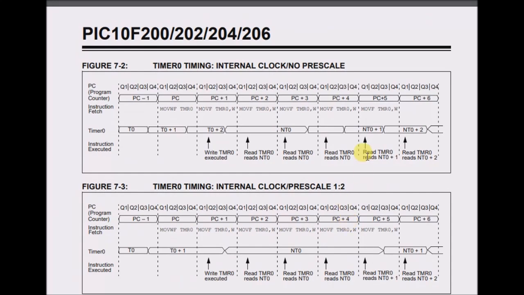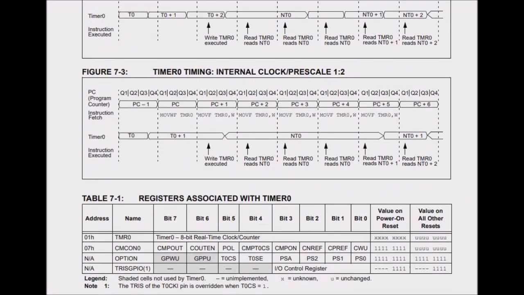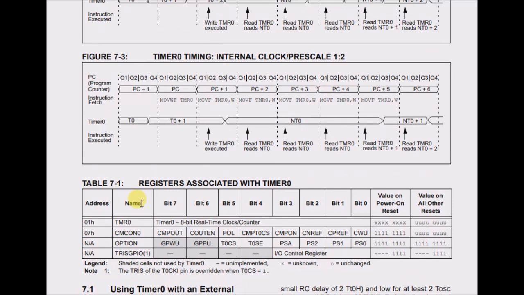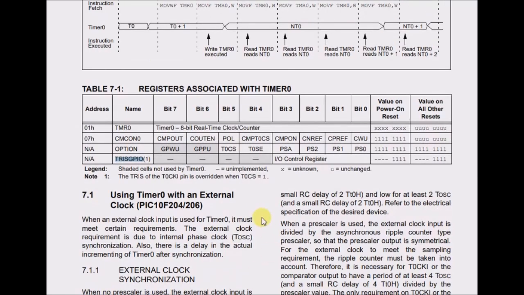Okay, 7.2, Timer0 timing, internal clock, no prescale, Timer0 timing, internal clock, prescale 1 to 2. Stop and pause and read registers associated with Timer0, CMCON0. Put a note down below. Got to make a video on the CMCON0 option and the trace GPIO. But this pertains to the other types of chips, which is not the 10F200. So that's easy. I won't read it, so it won't be confusing.